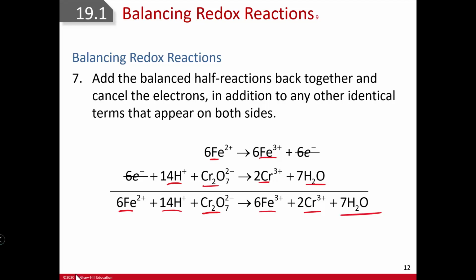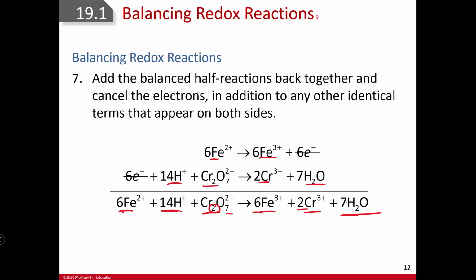Right now you want to check to make sure it's balanced. So it's 2 chromium on both sides, we can see that. There's 6 iron on both sides, we see that. There's 14 hydrogen here, 14 hydrogen here. There's 7 oxygen here, 7 times 1, there's 7 oxygen here. So that looks good. Now I see a lot of times students stop at this point and say, I'm done.